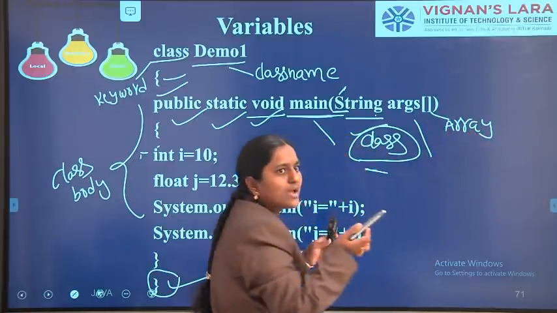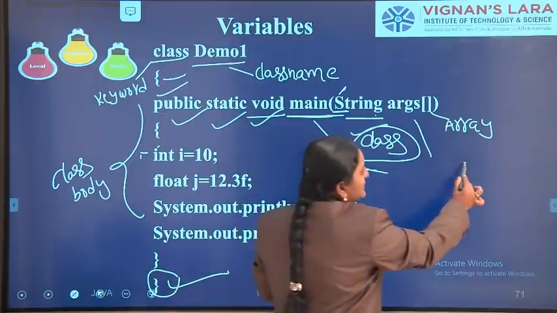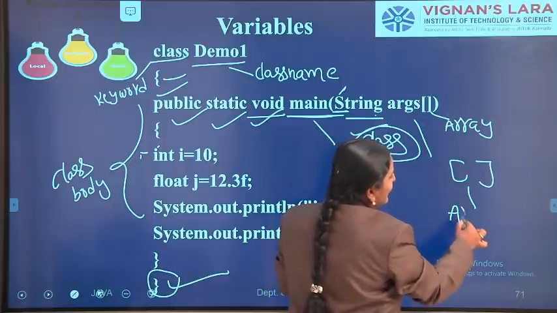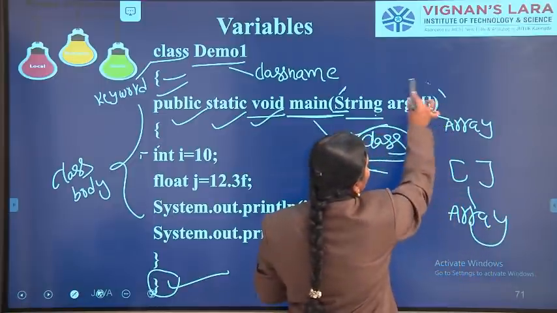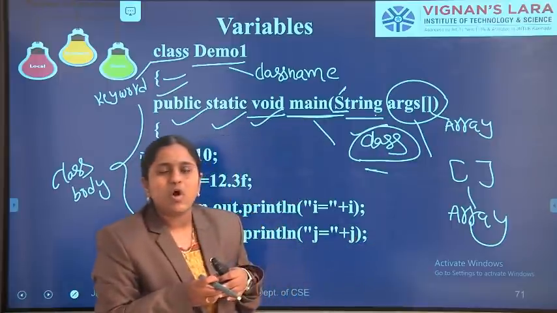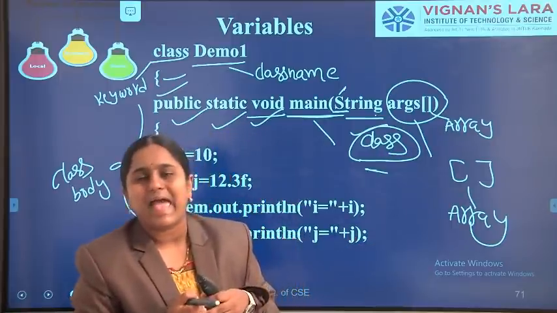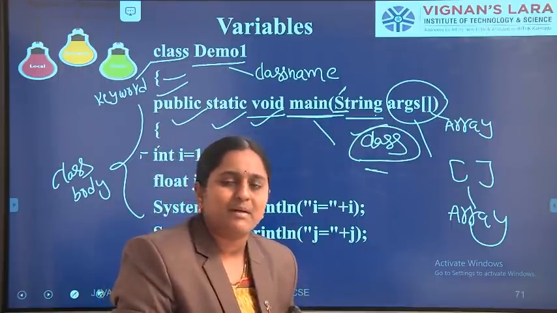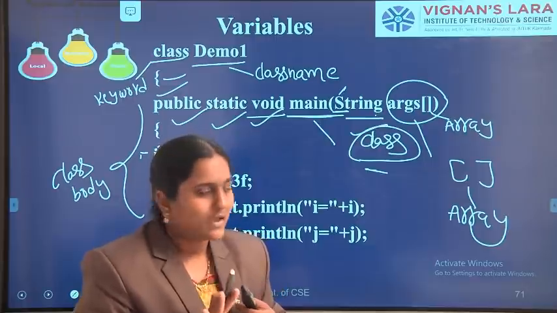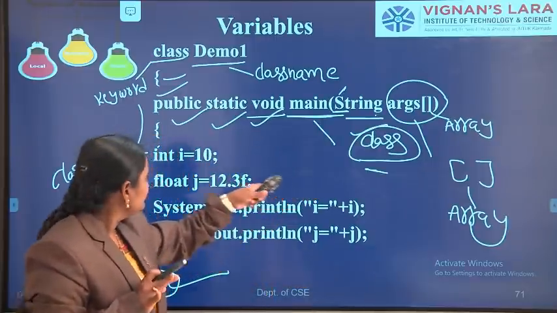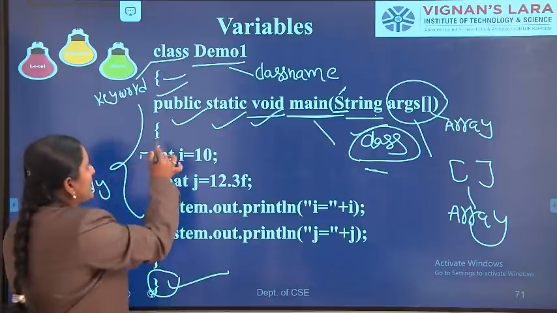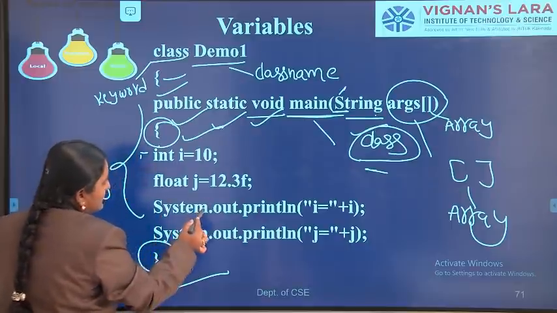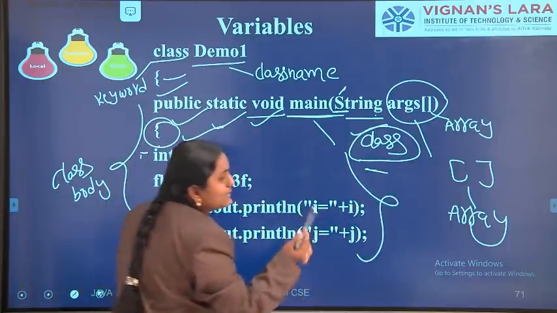Whenever the JVM finds the square braces, it blindly creates an array. So these are all command line arguments, and at runtime we can access the values. In future concepts, I will explain command line arguments briefly. This is the main method. After main, we open the curly brace, and at the end of the program, we close the curly brace. These statements are the main method body.